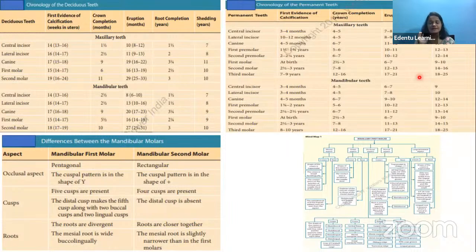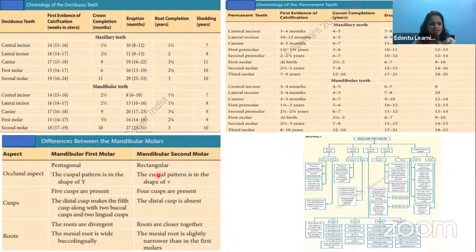Okay, see it daily and look at it frequently, so that both these tables are etched into your brain. Both these tables are extremely important. They have all the things that you need for answering the dental anatomy questions. The first one is the evidence of calcification, crown completion, eruption, root completion, and the shedding of teeth. All are very important. So both these tables are extremely important.